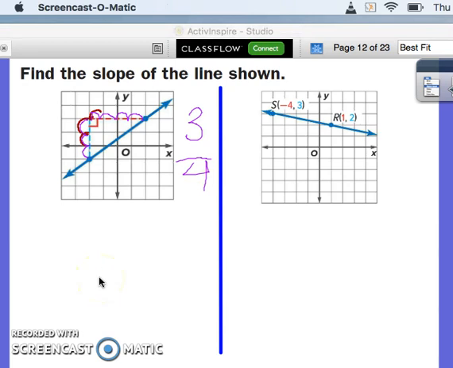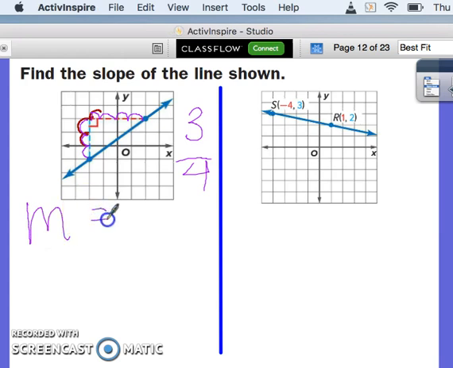So 3/4 is simplified as far as I can go. So we would leave this as 3/4, and I'm going to write it as m equals 3/4. M is going to stand for our slope.